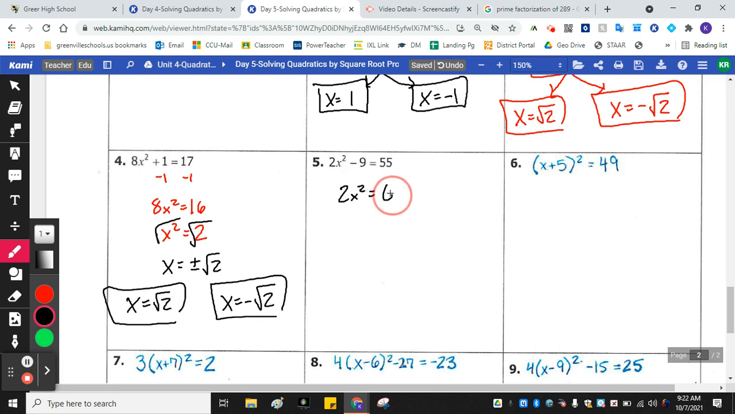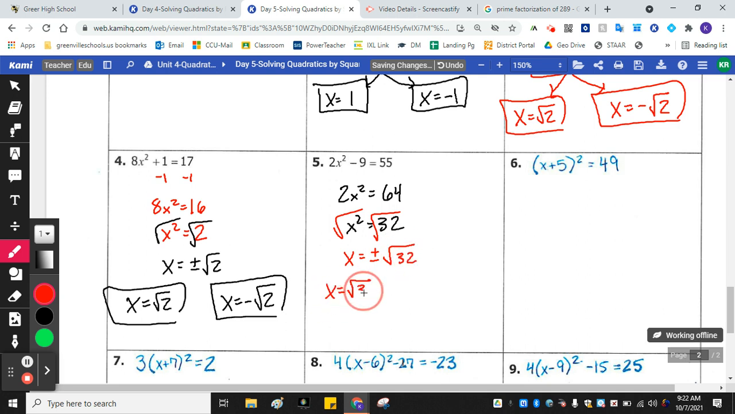Add over 9, you get 64. Divide over by 2, I get 32. Take the square root of both sides. Don't forget plus or minus. X equals positive square root of 32. X equals negative square root of 32. 32 breaks down, so you have to break it down. That's why we just reviewed radicals.